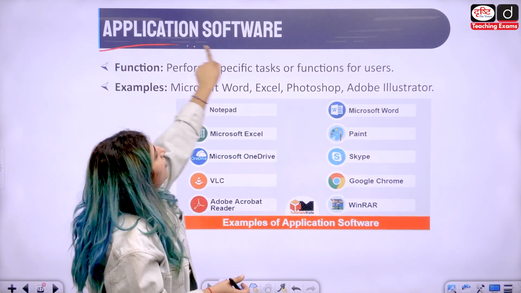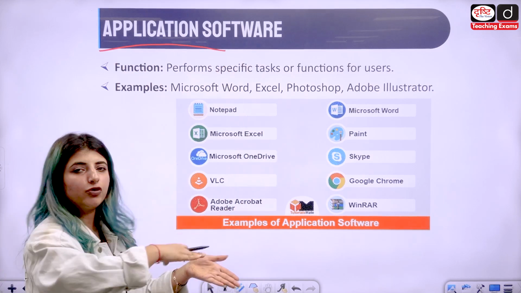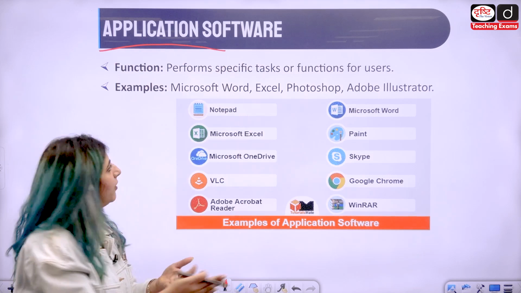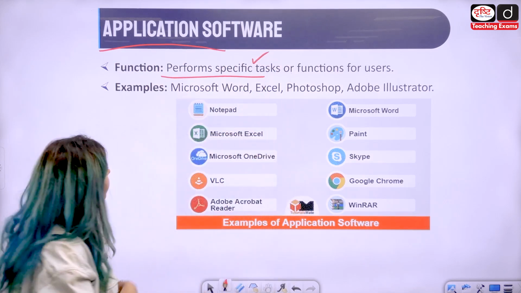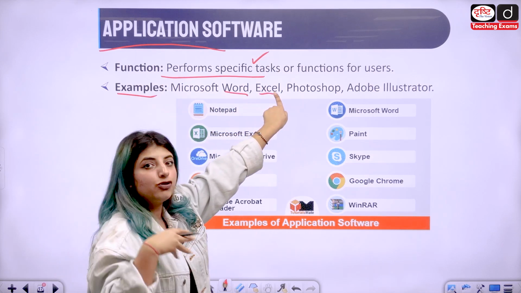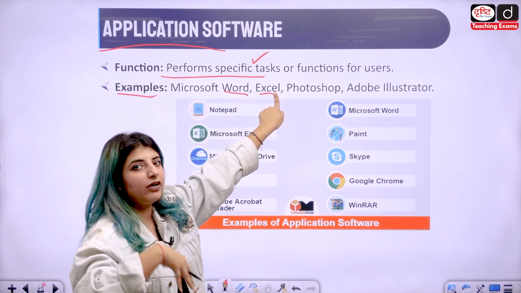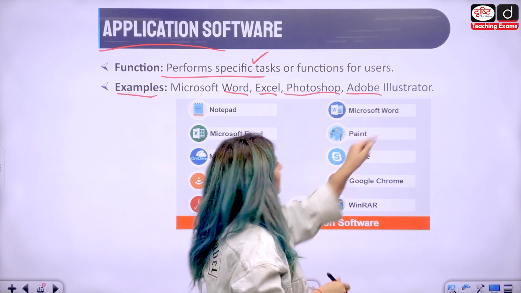Then we have application software where we have different applications to perform different separate functions. Perform specific tasks and functions for users. Examples are Microsoft Word to create documents, Excel to provide us with a spreadsheet, Photoshop, Adobe Illustrator, etc.